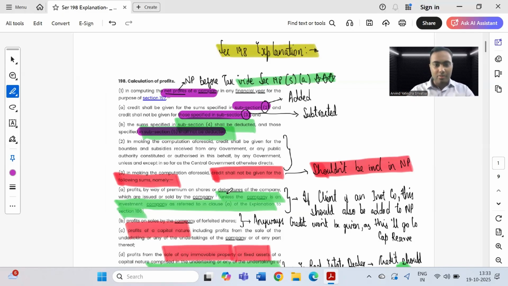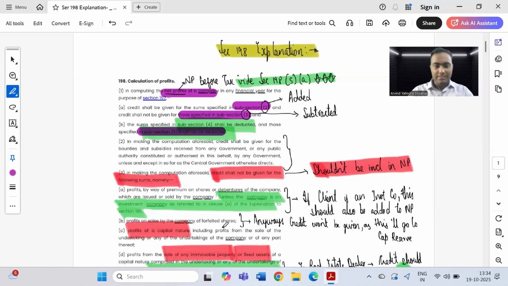Profits by way of premium on shares or debentures of the company which are issued or sold by the company, unless the company is an investment company. So basically what they are trying to say is your securities premium should not be included while arriving at your net profit. Obvious, you don't take your securities premium in your net profit. It is a separate reserve, right? That is very obvious. So you don't need to do anything here because it is not even included in the net profit here. So you don't need to remove it. Only when something is included will you remove it. I hope that is very clear, guys.